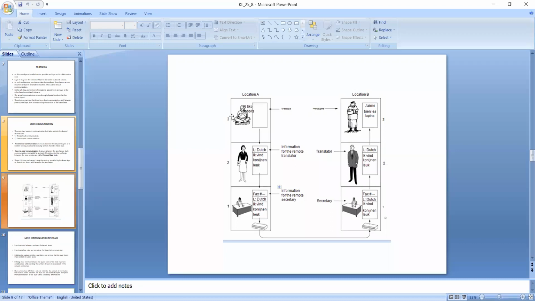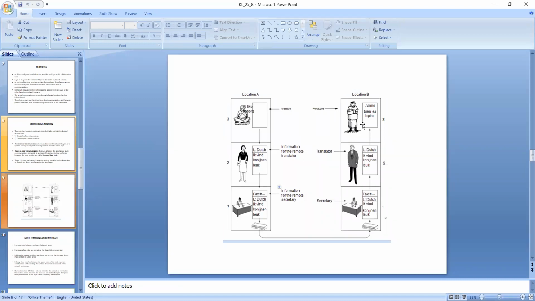So I will explain to you. This philosopher in location A, listen carefully, don't get confused. This philosopher in location A knows two languages. First one, English. Second one, Urdu. The philosopher in location A knows two languages, that is English and Urdu.